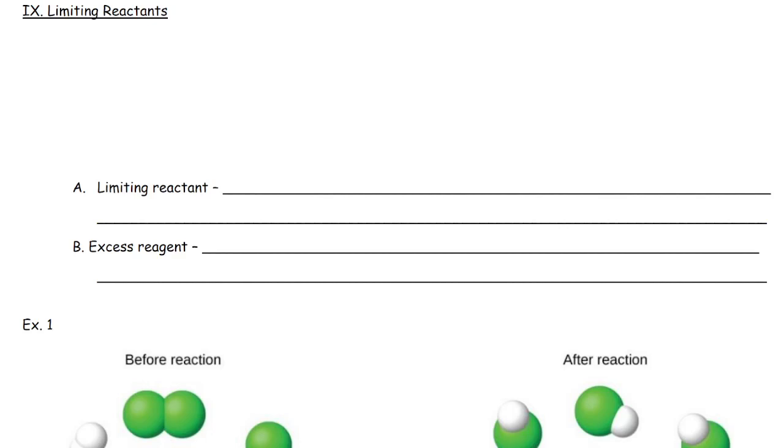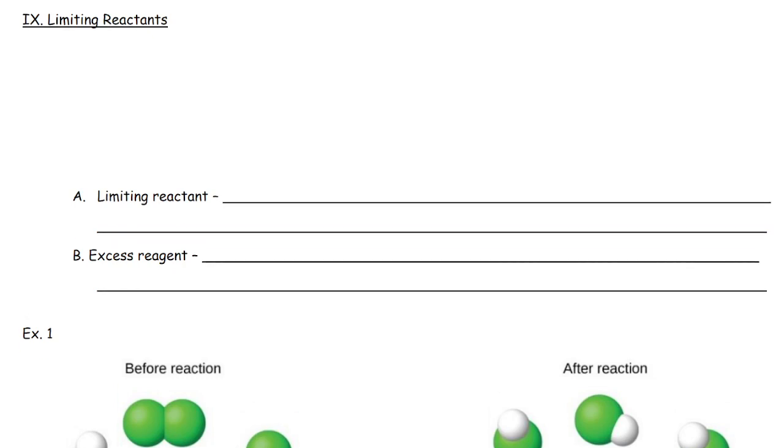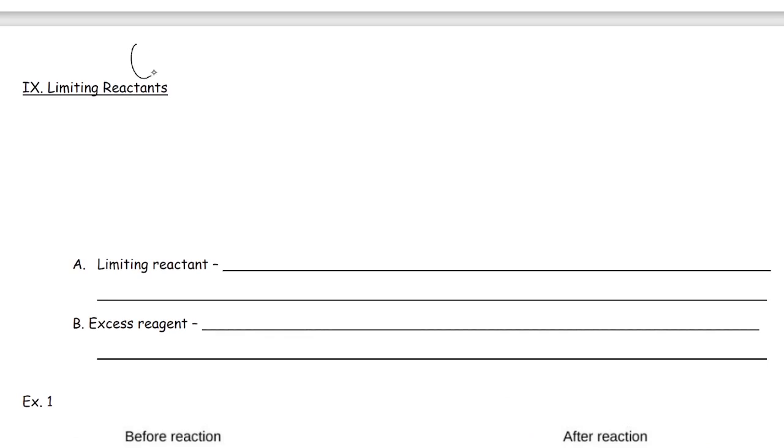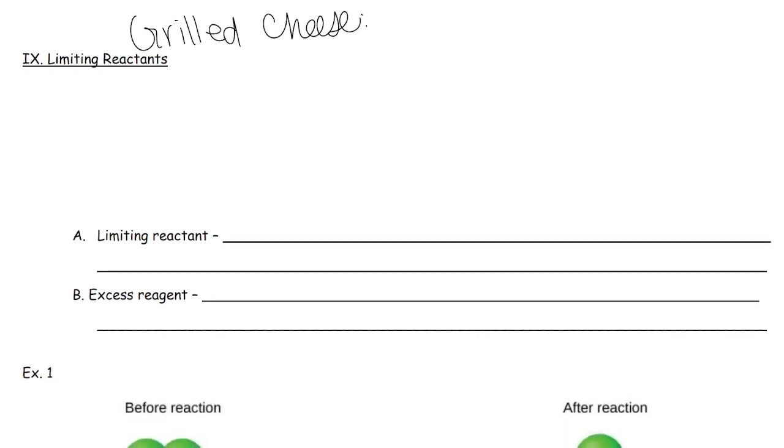On page 5 of your notes, where we talk about limiting reactants, I want to first start with an example of real life stuff that you are probably familiar with. So if we can imagine that we're making grilled cheese sandwiches. Now I think of it as just basic grilled cheese, where to make your basic grilled cheese, what do you need?